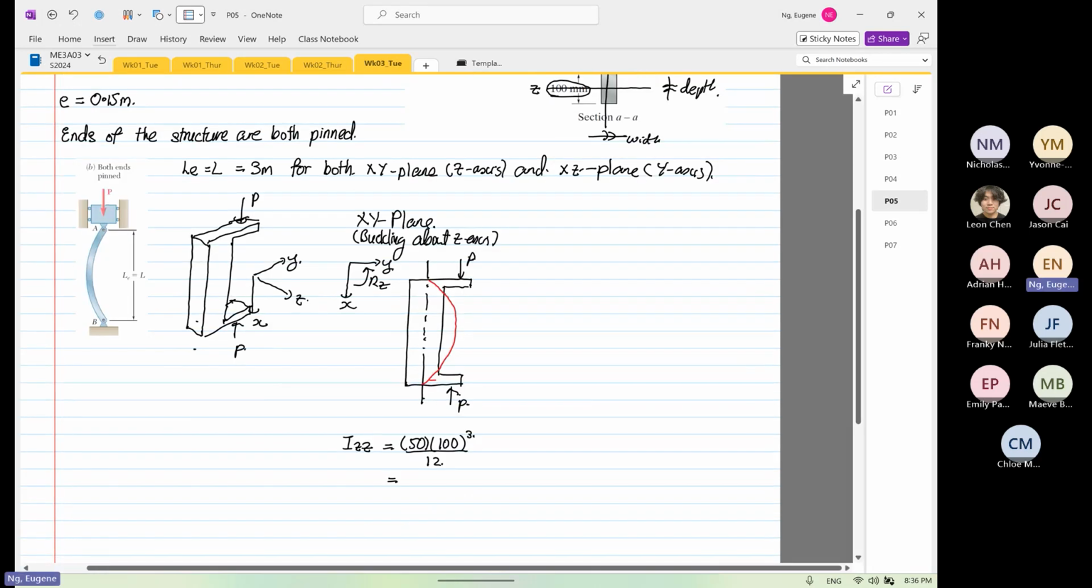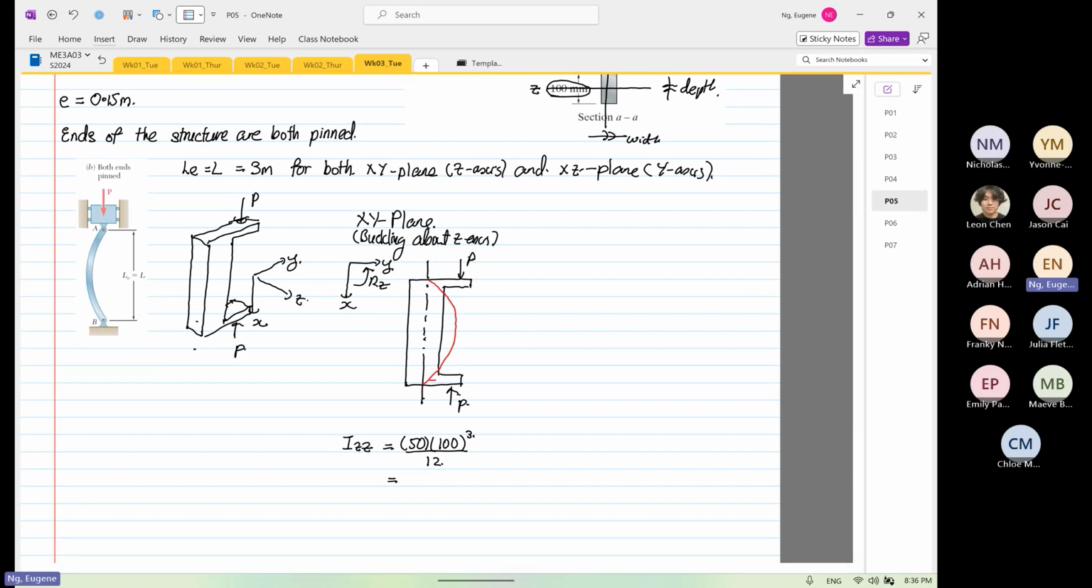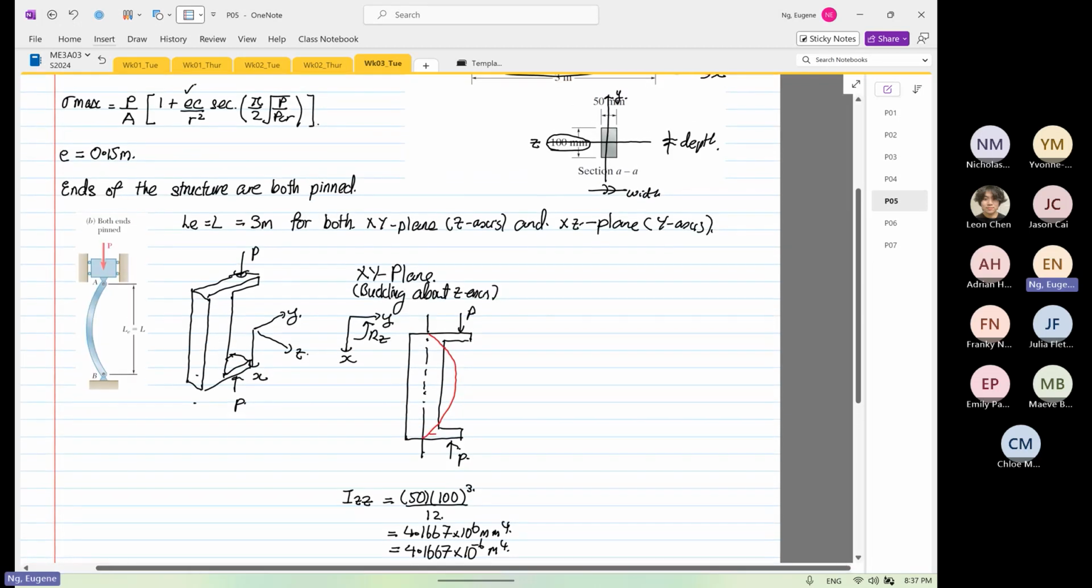So the outcome of this is 50 times 100 power of 3 divided by 12 is equal to 4.1667 times 10 to the power 6 millimeter to the power 4. This is equal to 4.1667 times 10 to the power minus 6 meter to the power 4. Okay. Then we're going to look on a different plane.